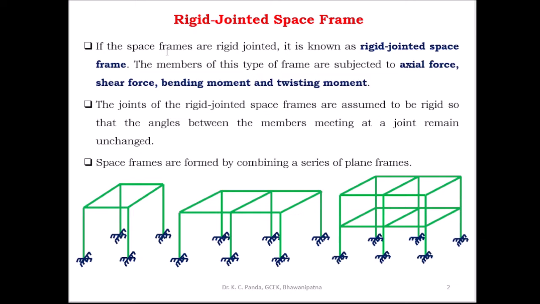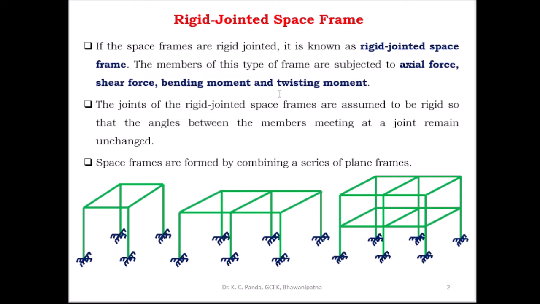So what is pin jointed frames? In pin jointed frames, the members are connected by means of pin joints. Then what is rigid jointed frames? In rigid jointed frames, the members are assumed to be rigidly connected and the angle between the members meeting at a joint remains unchanged.